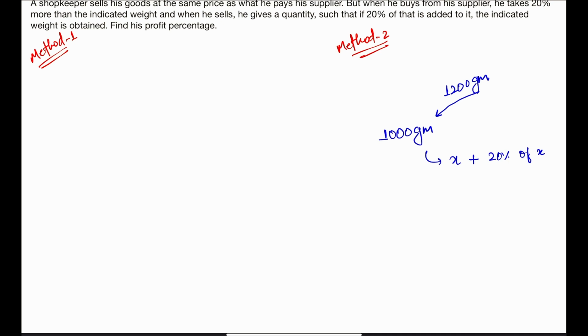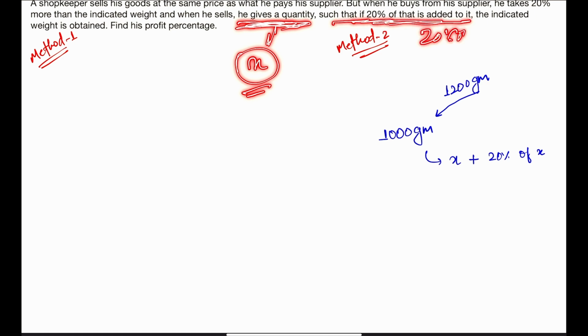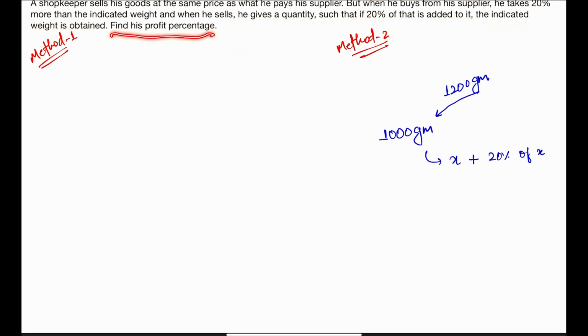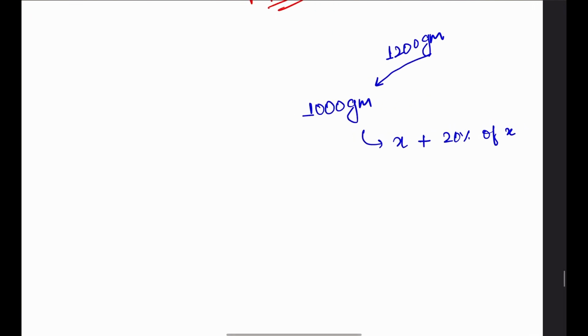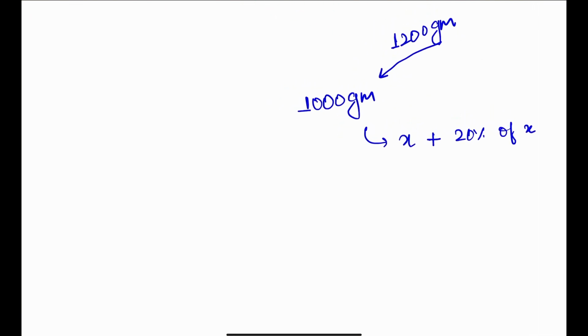I will be getting the indicated weight. The question is saying, if he gives a quantity, so what he is selling, this is the quantity, that is X, and then such that 20% of that is added, so 20% of X, if I add, then the indicated weight is obtained. So if I add both of these, I will obtain the indicated weight. So the question is, find the profit percentage. So this is a very important line.